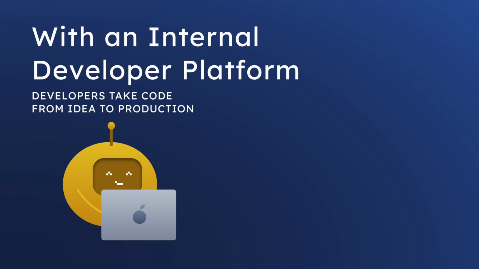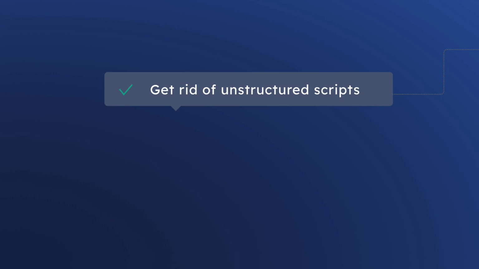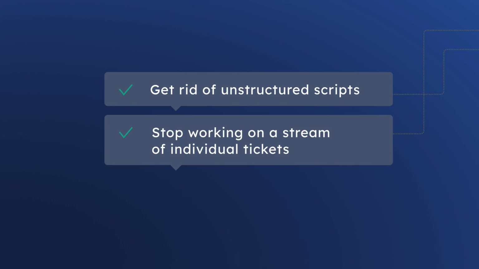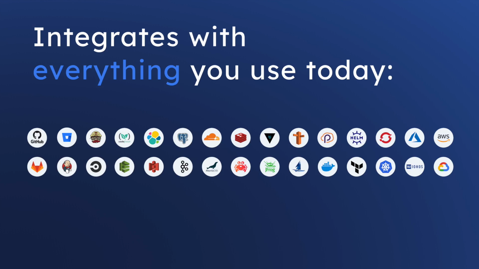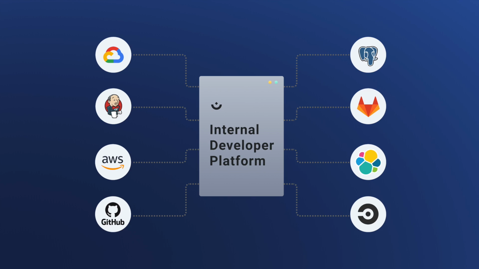In summary, with an internal developer platform, application developers can take code from idea to production, while you, as the DevOps team, stay in control. This frees you up from maintaining unstructured scripts and working on a never-ending stream of tickets from your developer colleagues. Your internal developer platform integrates with all the tools and tech you use today, and it can scale from a couple of managed clusters in the cloud to hybrid cloud setups depending on an array of databases and managed services.